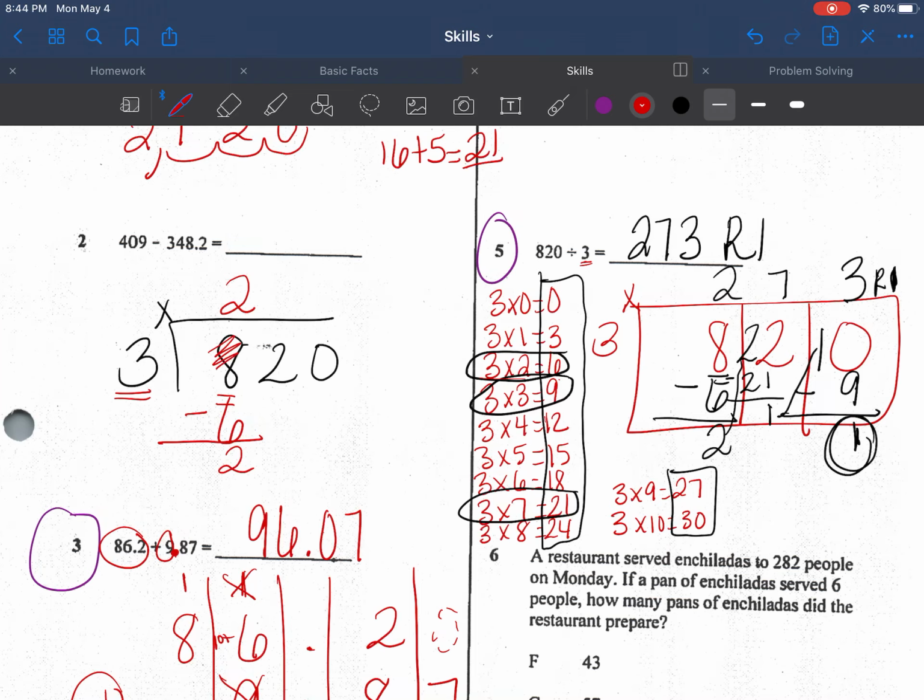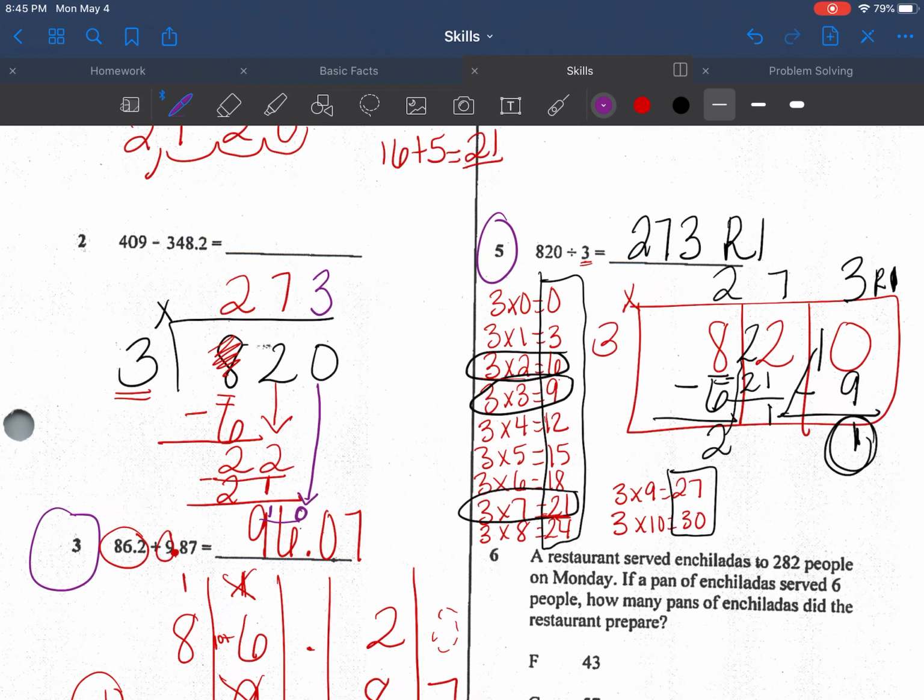So we write that down. Now we're going to subtract. 8 minus 6 equals 2. I already divided by the 8, so now we'll bring down the next digit, which is going to be 82. 3 times what gives me 22? Nothing gives me 22, but we do have a 21. So we say 3 times 7 equals 21. We subtract 22 minus 21 equals 1.